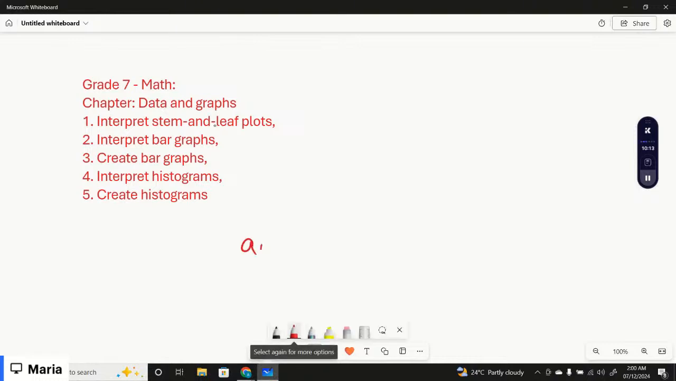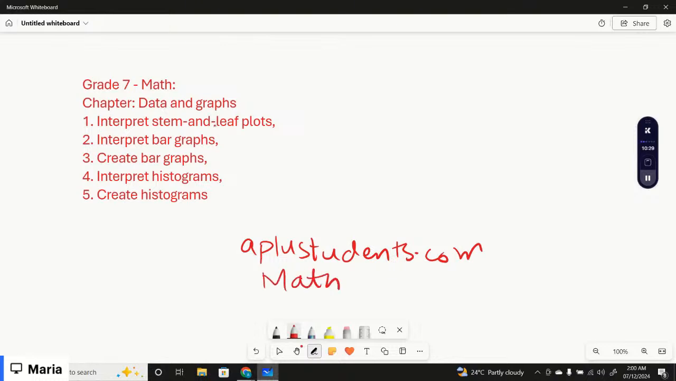You can find all the lessons on aplusstudents.com. You have to log in there using your email address and password as provided by the administrator. Then you have to select math from the subject tab. Scroll down to grade 7 math and then click on view all lessons. There you can find a list of the chapters. We're going to start with the chapter data and graphs.